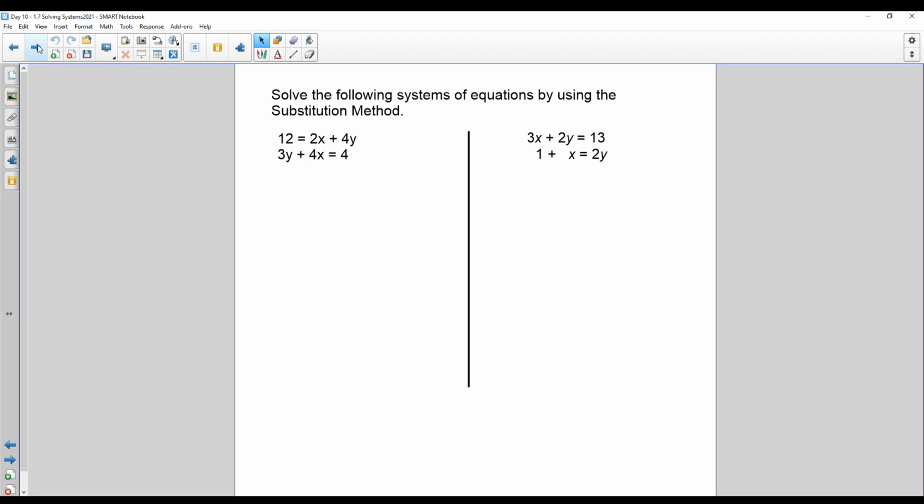Back in grade 10, that's just one year ago for you, you learned how to solve a system of equations. A system is where you have more than one equation with more than one variable, and you're trying to figure out the x and the y that satisfies both. That is what you're looking for there.